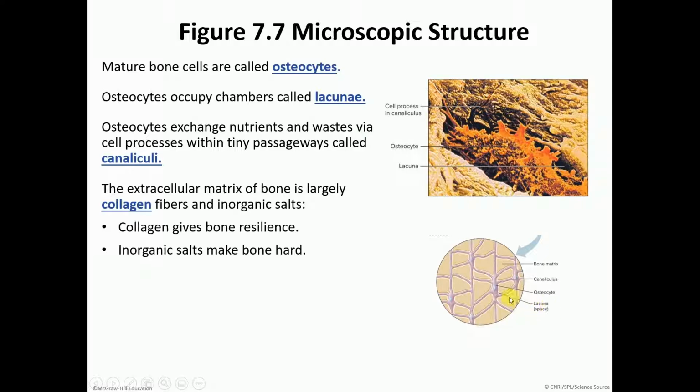lacunae. And these osteocytes have to connect together in order to exchange oxygen and get rid of waste products and so on. And these little tunnels are known as the canaliculi. So again, you've got osteocytes housed in lacunae and surrounded by collagen and inorganic salts. The collagen gives the bone the resilience to withstand pressure and to withstand our weight, while the inorganic salts give strength to the bone.